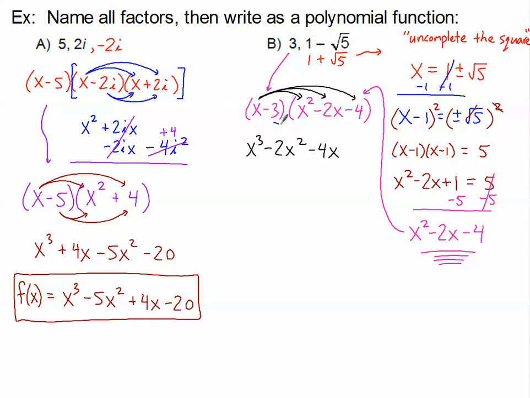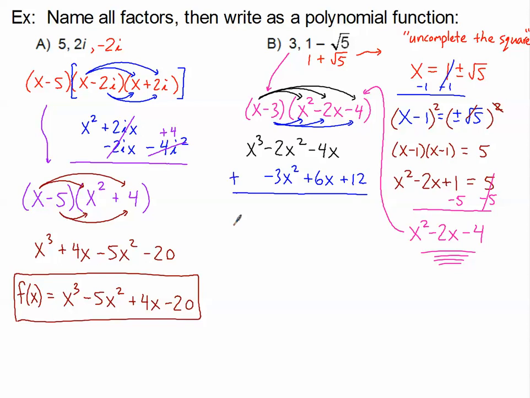Let's do blue. Negative 3 times x squared is negative 3x squared. Negative 3 times negative 2x is positive 6x. And negative 3 times negative 4 is positive 12. Attention to detail. Every single one of these products is important to make sure that you do correctly.